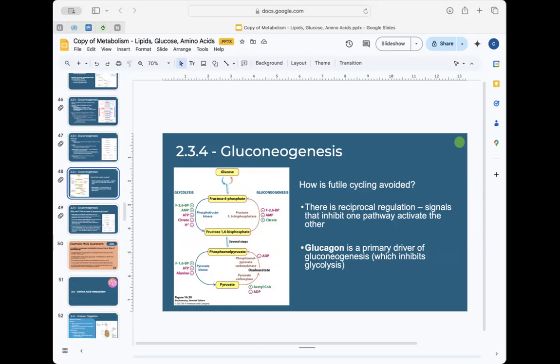to how is futile cycling avoided? So to prevent futile cycling, basically gluconeogenesis and glycolysis are reciprocally regulated. What stimulates one inhibits the other. And glucagon is a key player in that. So it strongly promotes gluconeogenesis during fasting.